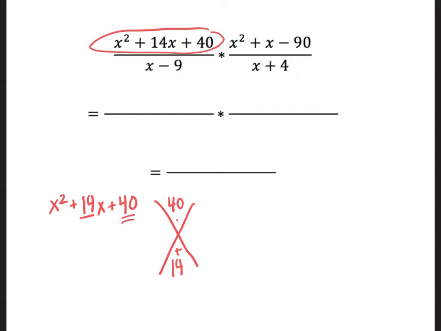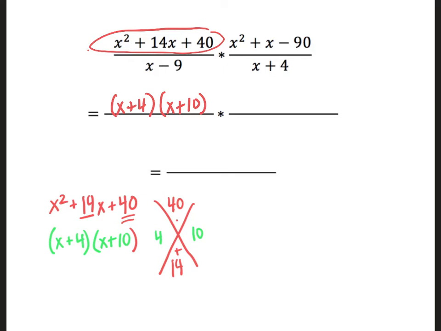Well, I know 40 is the same as 4 times 10. I also know that 4 plus 10 gives me 14. So my two factors are going to be x plus 4 and x plus 10. I'm going to go ahead and put that right on top of my new fraction. So we have x plus 4, x plus 10.